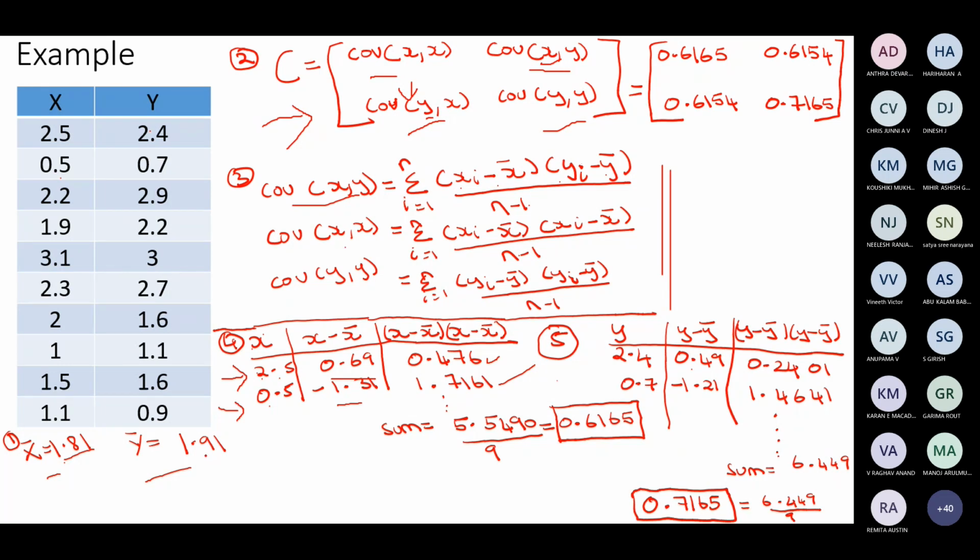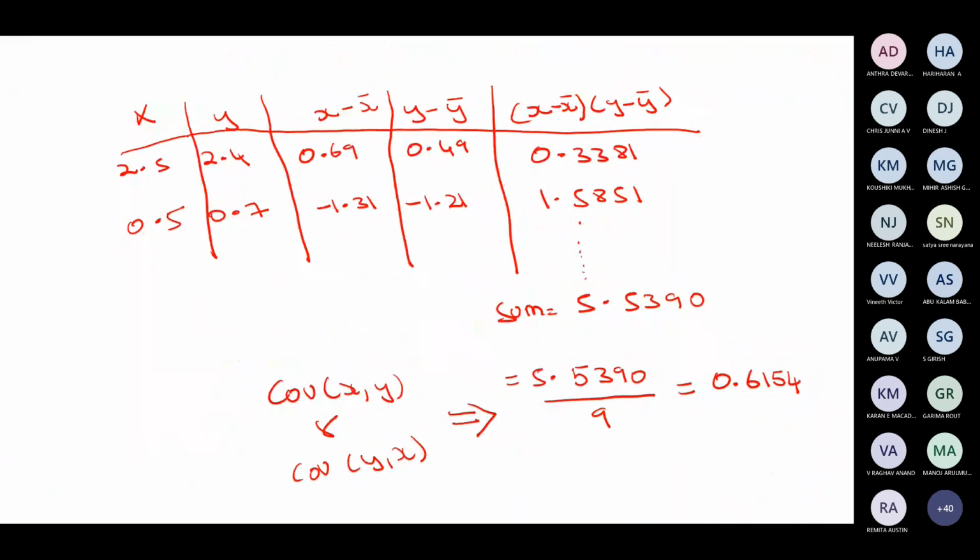For y: 2.4 minus 1.91 gives 0.49, and 0.7 minus 1.91 gives minus 1.21. Then 0.49 squared, 1.21 squared, I get this. You do this for all the 10 values and I get 5.490, divided by n minus 1, where n is 10, so 9. The same way for all the y values, I get 6.49, divided by n minus 1, which is 9. So I get this.